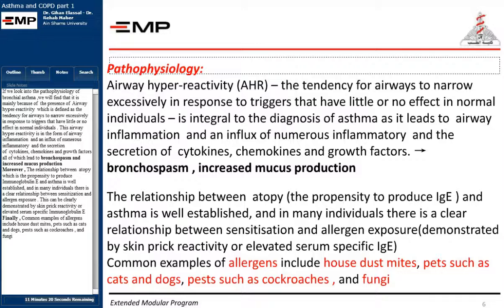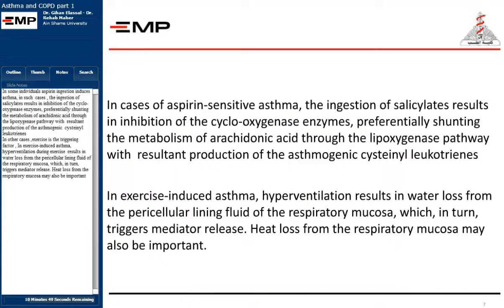Moreover, the relationship between atopy, which is the propensity to produce immunoglobulin E, and asthma is well established, and in many individuals there is a clear relationship between sensitization and allergen exposure. This can be clearly demonstrated by skin prick reactivity or elevated serum-specific immunoglobulin E. Finally, common examples of allergens include house dust mites, pets such as cats and dogs, pests such as cockroaches, and fungi. In some individuals, aspirin ingestion induces asthma.